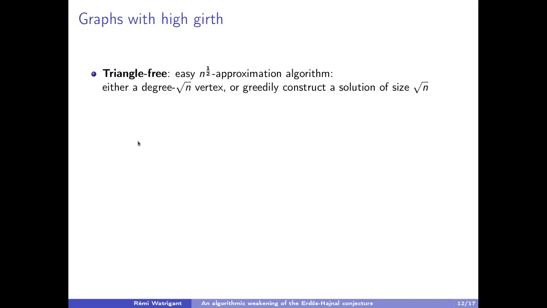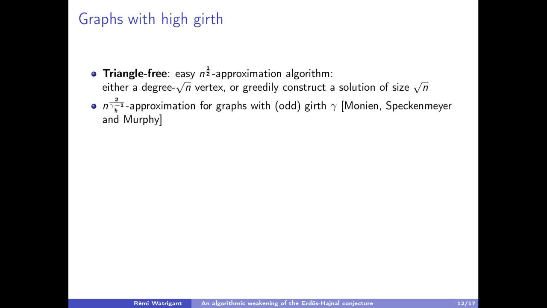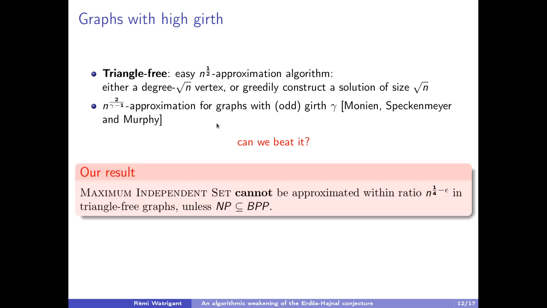And our main result concerned graphs with high girth. For instance, for triangle-free graphs, there's an easy, as I said, square root of n approximation algorithm. So either there is a square root of n degree vertex, or you can greedily construct a solution of size square root of n. And this can be generalized to an n to the power of 2 over gamma minus 1 approximation for graphs with girth gamma, and even for graphs with odd girth gamma. So the question is, can we beat the constant 1/2 for triangle-free graphs and this constant for large girth? And the answer is yes.